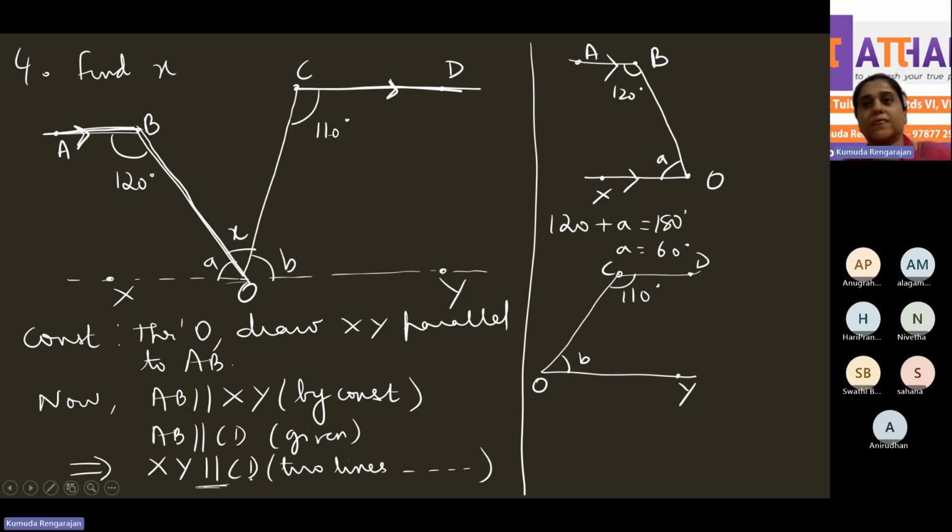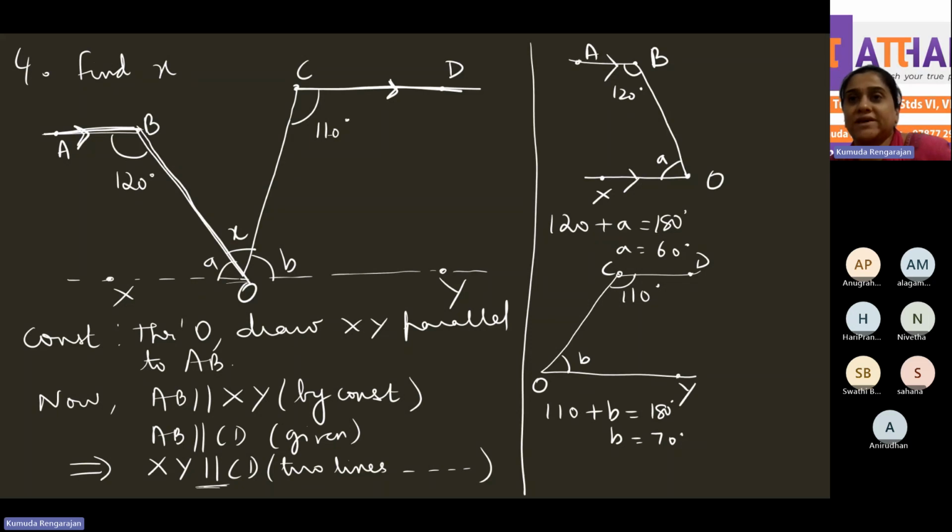We have proved all that. We have 3 sets of parallel lines. One is given, one is construction, and by comparing the given and construction, we got a new one. We are using them only. So CD parallel to OY and CO is a transversal. 110 degrees plus B is equal to 180. So B is equal to 70 degrees.